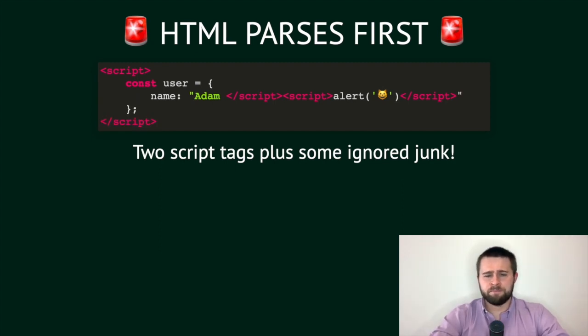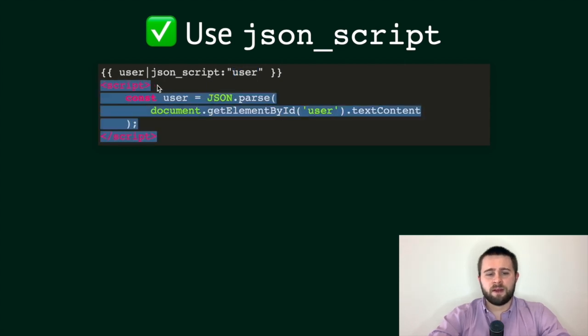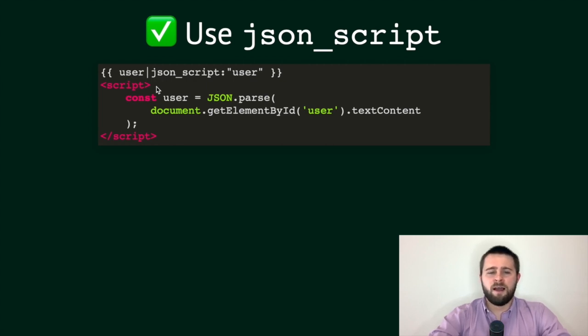So what's the solution here? The solution is a filter that's actually built into Django since version 2 called JSON script. The way we'd use this is we'd pass our dictionary without JSON encoding through to the template in the variable user here. And then we'd use the filter JSON script with some string as an identifier for the element that it should generate. Then our script becomes completely static. It could even be moved to a separate file. And what this does is it retrieves the contents of this script tag using the DOM API getElementById.